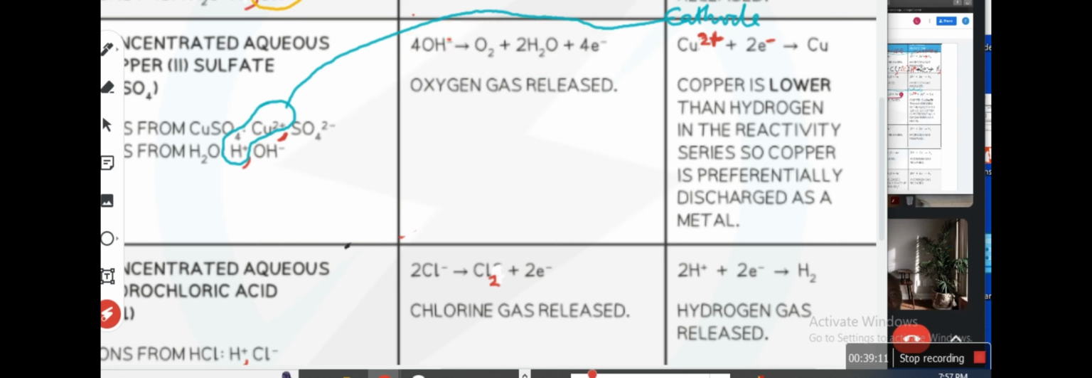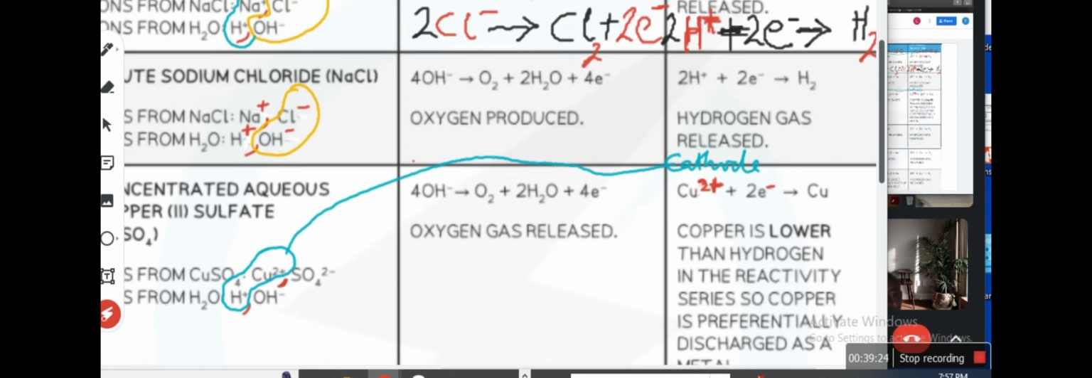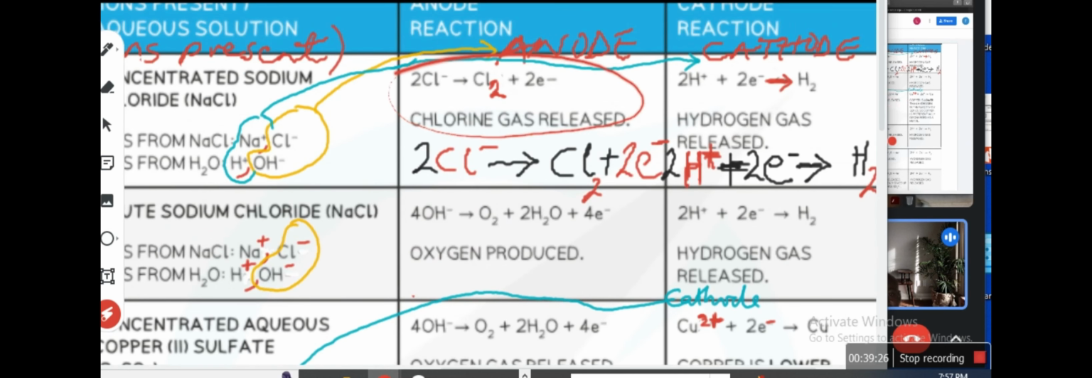OH minus gives O2 plus 2H plus 4e minus. Since it gives O2, it means oxygen gas will be released. Go up there and see the chlorine. Read the half equation for the chlorine. 2Cl minus gives Cl2 plus 2e minus. So since Cl2 is discharged, it means chlorine gas is released. Sometimes they will ask you which gas is released at the anode. If you write the half equation, you will know it is chlorine that is released there.